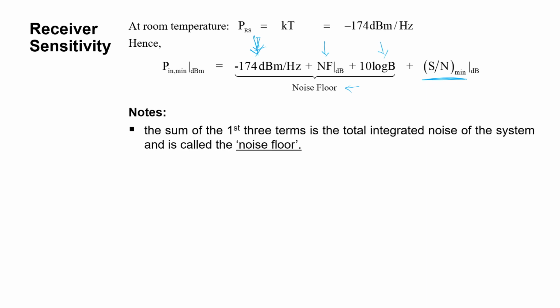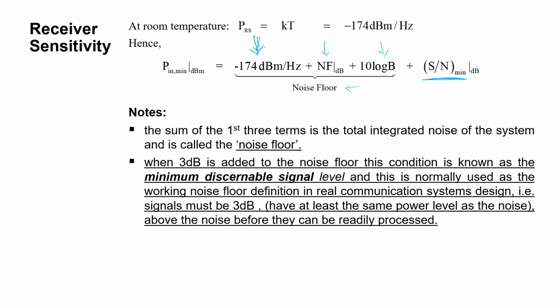Notes: now the sum of the first three terms is the total integrated noise of the system and generally is called noise floor. When 3 dB is added to the noise floor, this condition is known as minimum discernible signal. Now this is important. Minimum discernible signal is actually the addition of 3 dB to the noise floor. So if my signal is 3 dB above the noise floor, it means that signal is called minimum discernible signal.